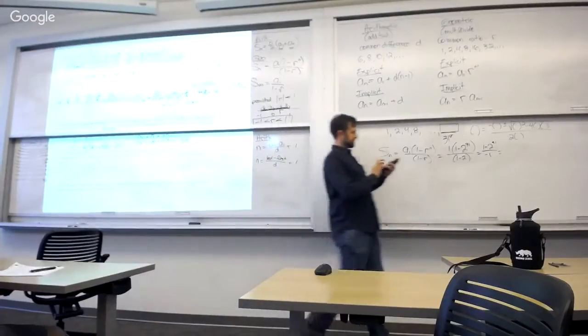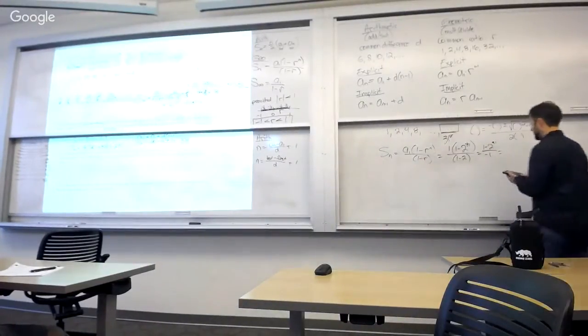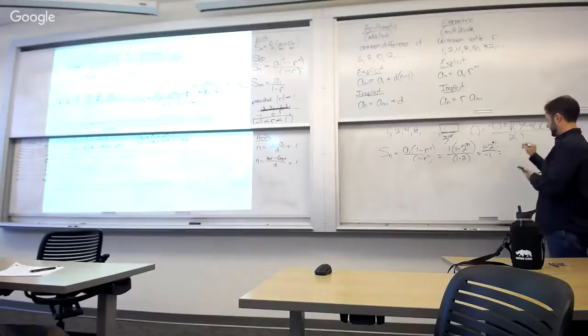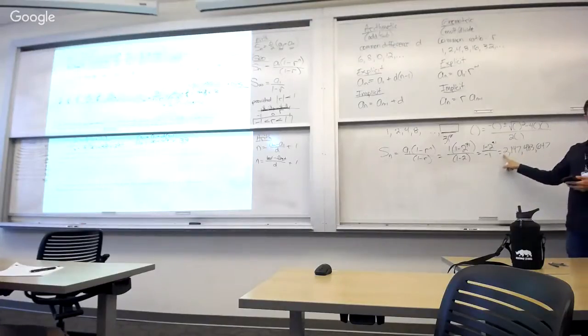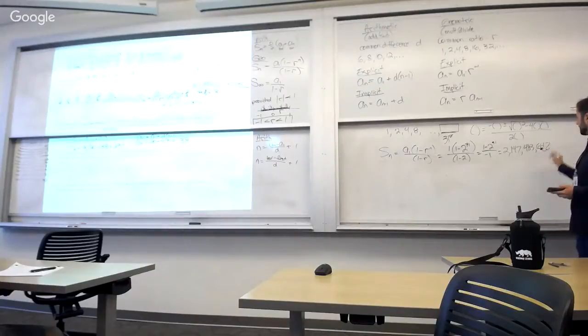So 1 minus 2 to the 31st, all divided by -1, that's 2,147,483,647 pennies, which if you just move the decimal twice, move all of your commas, that was a total of, what is that? About $21 million.